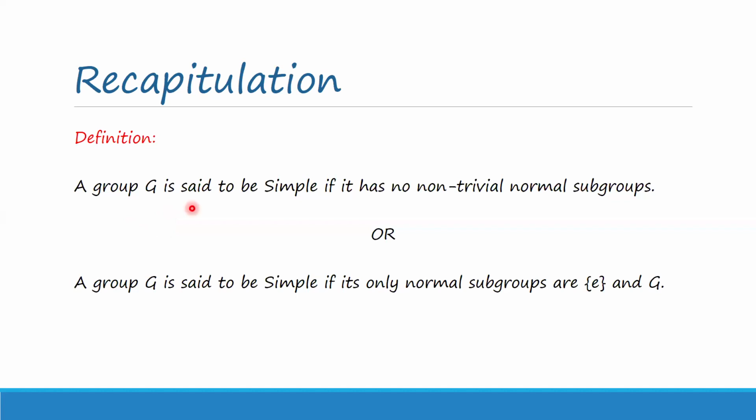A group is said to be simple if it has no non-trivial normal subgroups. So what does that mean? A group G is said to be simple if its only normal subgroups are the trivial normal subgroups, that is E and G. So if G has any other normal subgroup other than E and G, then it is said to be not simple.